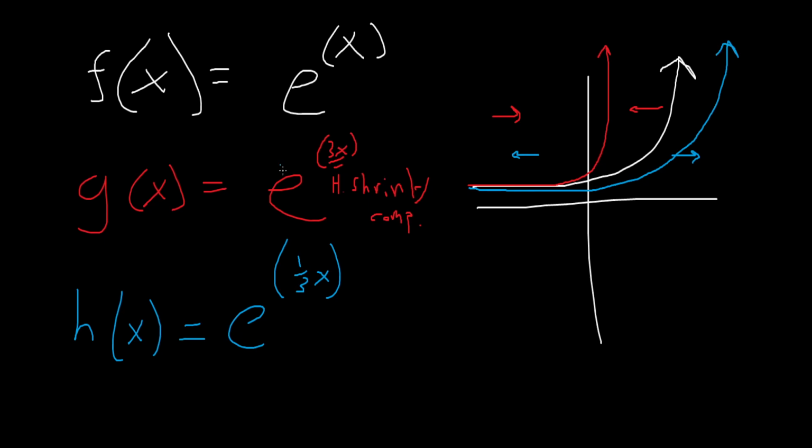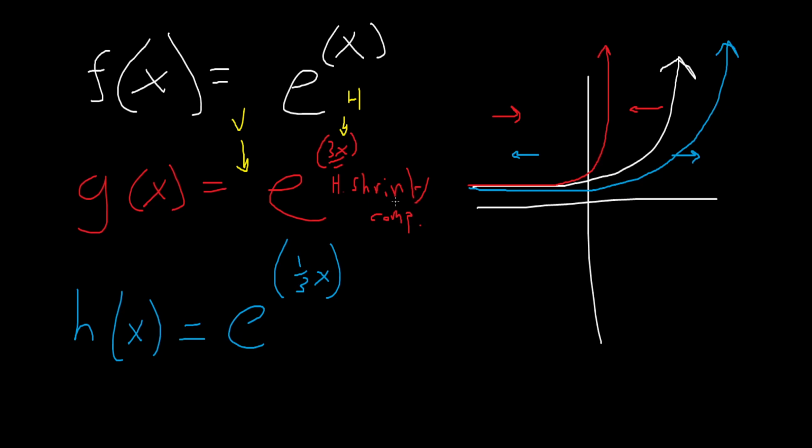So if we're inside the parentheses, big number means squish it towards the middle. If we're outside the parentheses, a big number means pull it away from the center. So remember, outside is vertical stuff. So outside of the parentheses, that's where vertical stuff goes. And inside of the parentheses, that's where horizontal stuff goes.